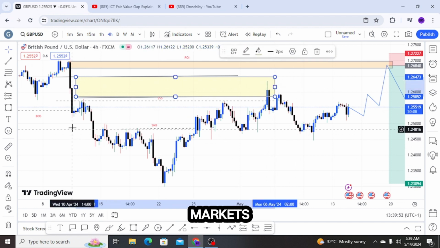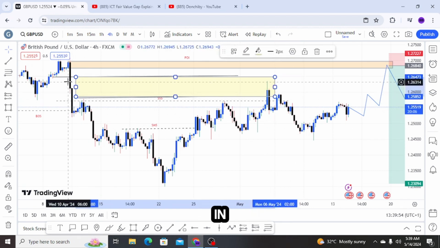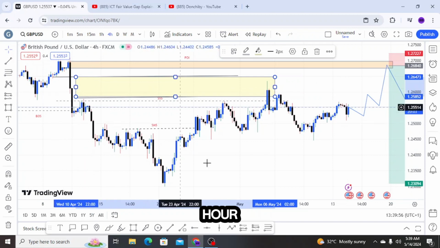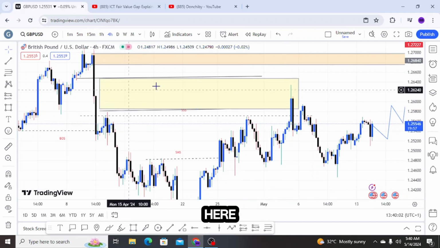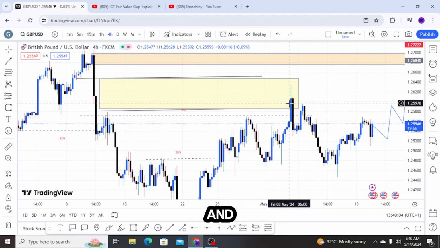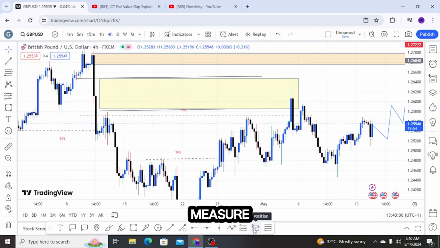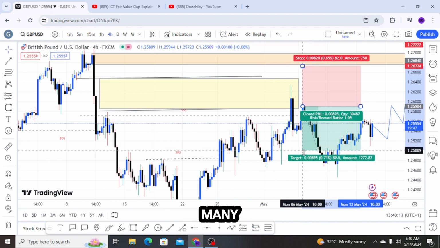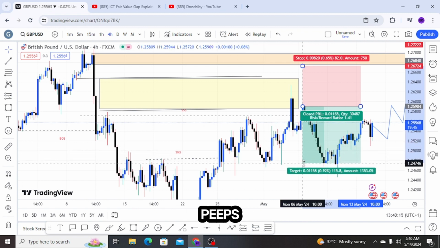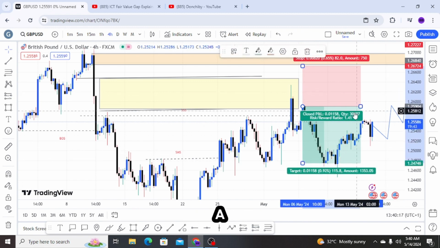After the market created this fair value gap in the daily time frame, here on the 4 hour, you can see how the market came to this particular fair value gap, tapped into it and dropped down. If you measure from here, you have actually gotten almost 100 pips, 115 pips. So it's a very big move.